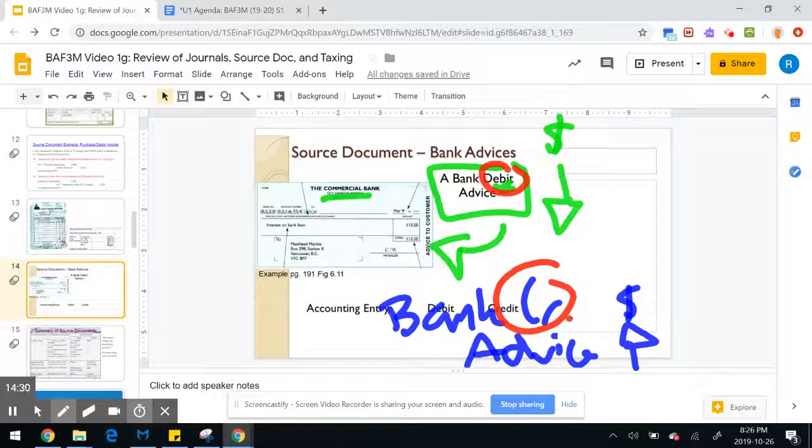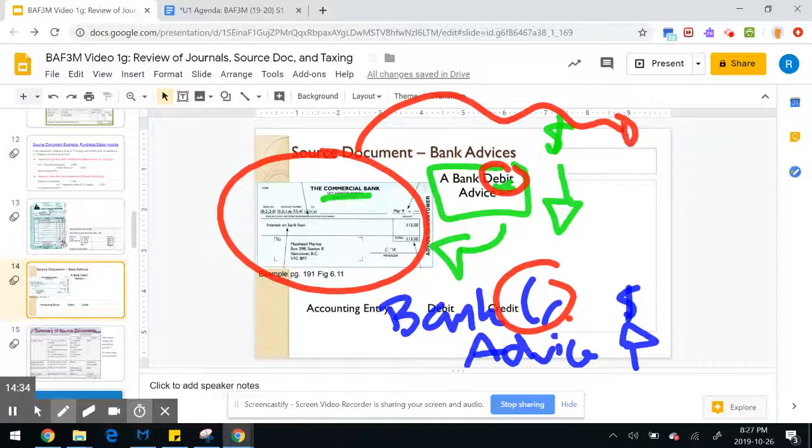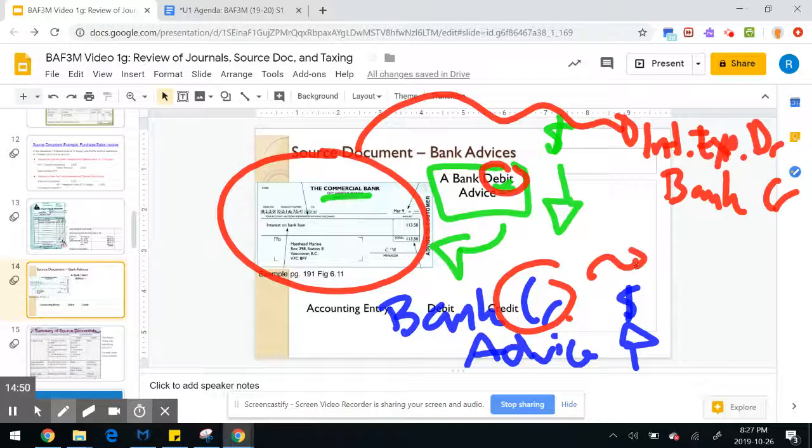So if it's bank debit advice, like you see here, our bank account has gone down, so we know that we're going to be crediting bank, and our debit would be interest expense. If it is bank credit advice, which means our bank account has gone up, it's very easy to get the first half of the transaction. If our bank has gone up, we know we're debiting bank. And here, the credit would be not interest expense, but interest earned.